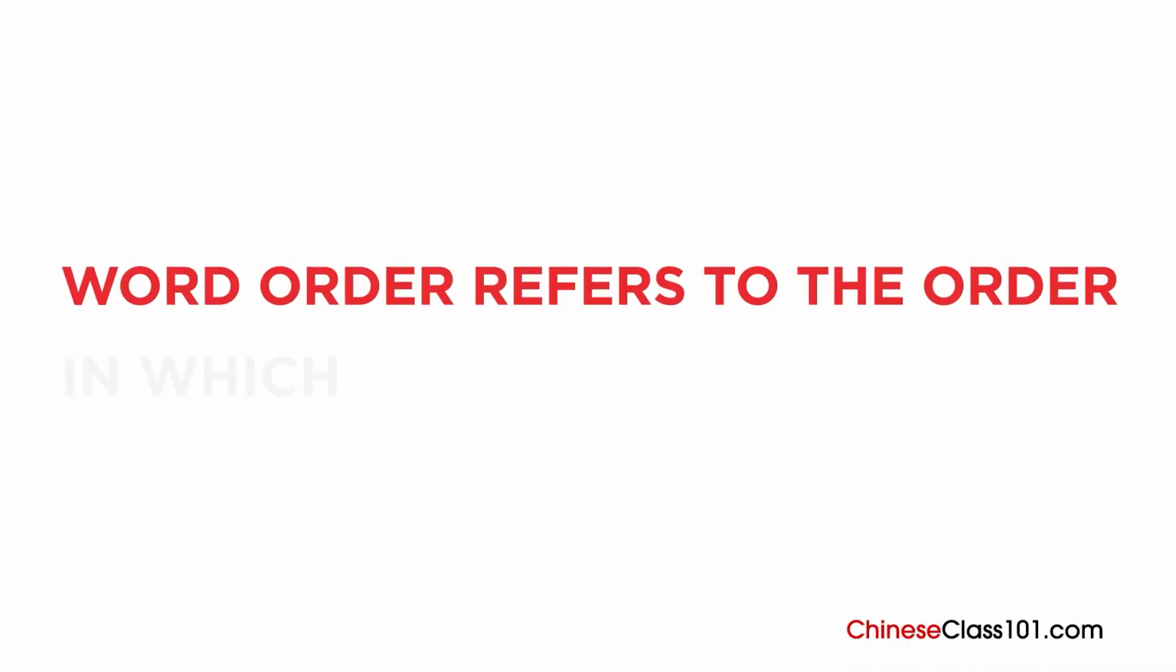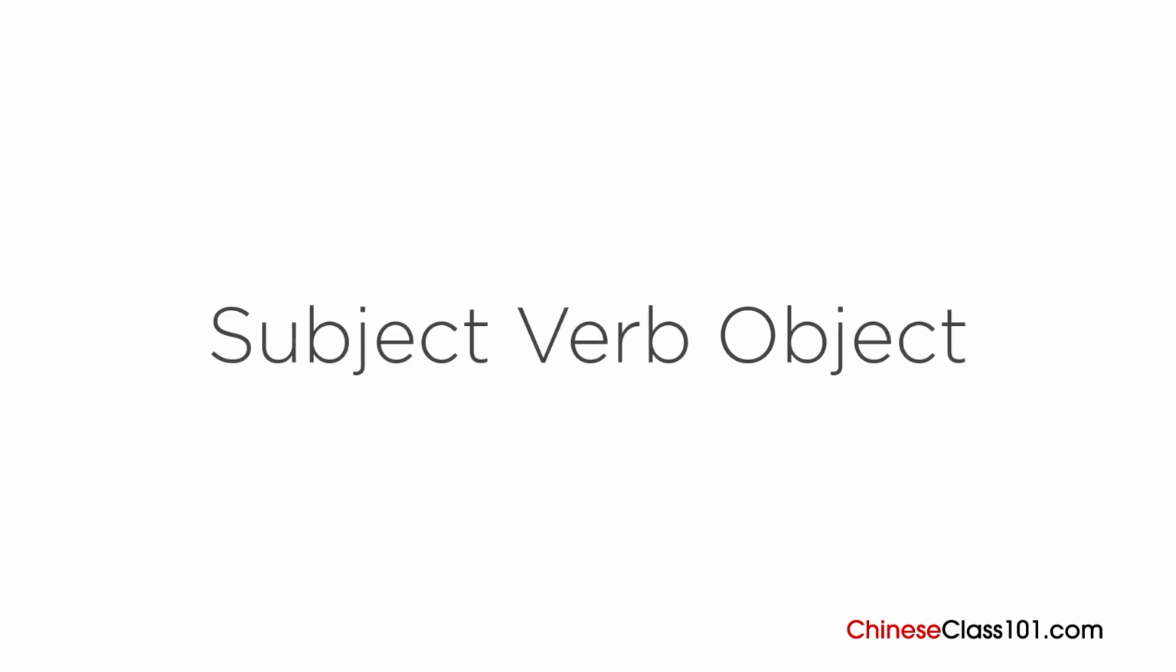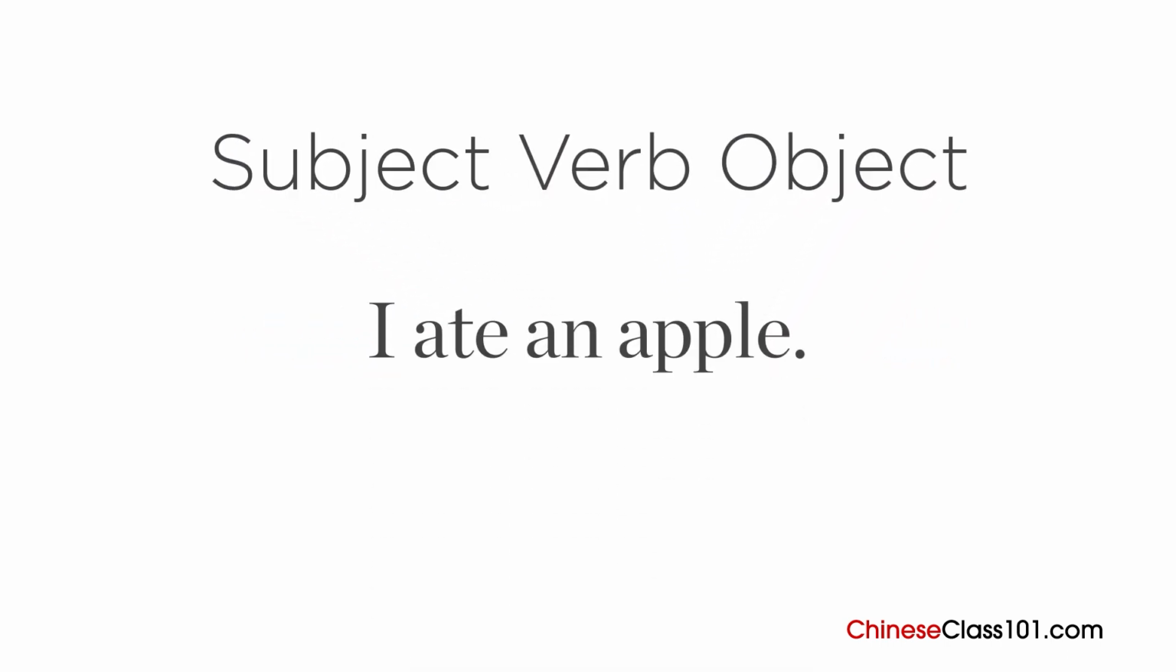In this lesson, you'll learn the basics of Chinese grammar. Word order refers to the order in which words are structured to form a sentence in a given language. The basic word order for English is subject, verb, object, or SVO for short. Let's break down the English sentence, I ate an apple. We can see that the subject I is presented first, followed by the verb ate, and then finally the object apple is positioned last. This is the basic word order for sentences in English.